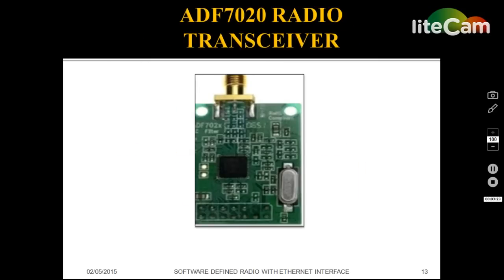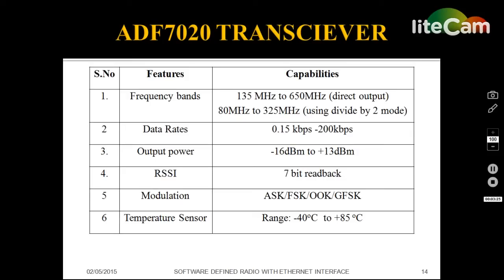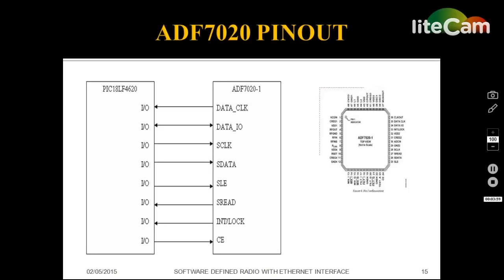Next is ADF7020 radio transceiver. This has some features and capabilities like frequency bands of 135 MHz to 650 MHz, then 80 MHz to 325 MHz in the divide by 2 mode. Data rate is 0.15 kbps to 200 kbps. Output power is from -16 dBm to +13 dBm. RSSI is a 7-bit read byte. Modulation is ASK, FSK, OOK or GFSK. In this project we are using GFSK.